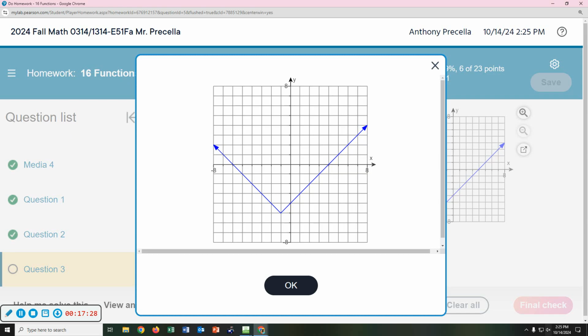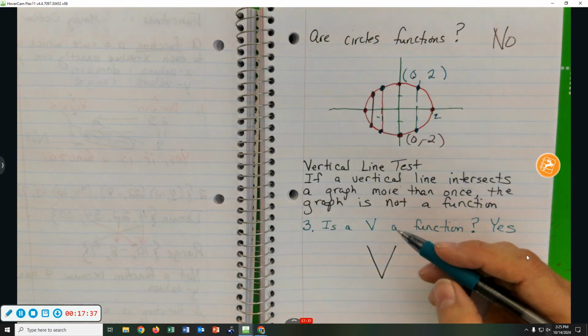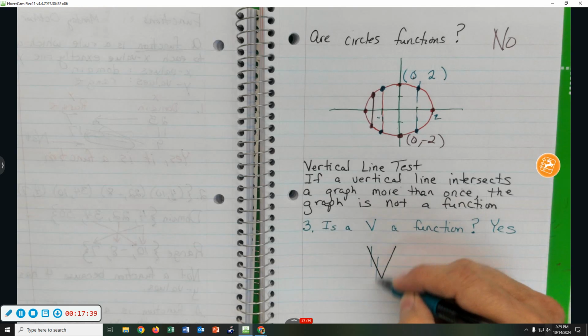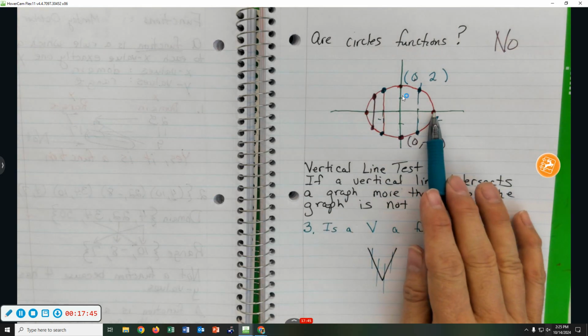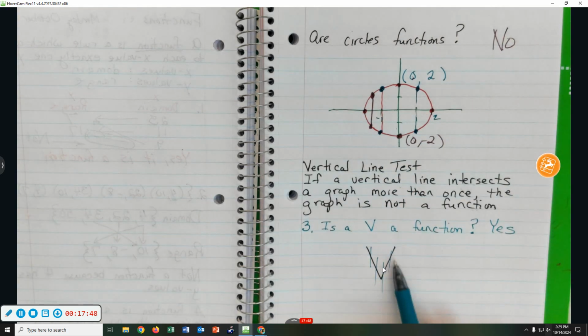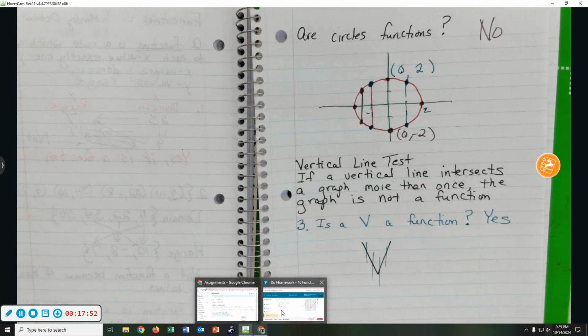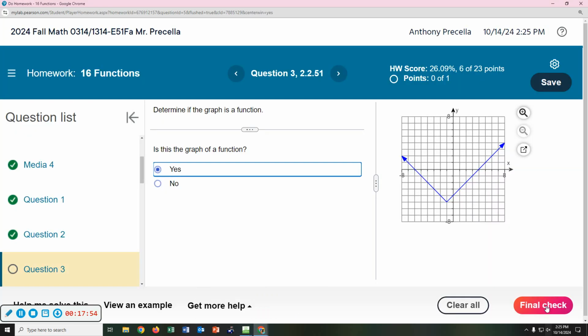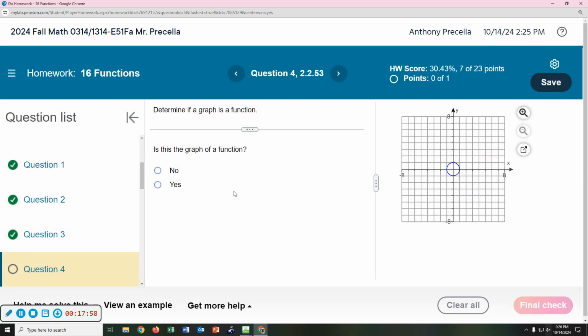These things are absolute value functions. So yes, there's a V. You can draw vertical lines all you want. It's not going to intersect it more than once. So circles are not functions. V-shaped things, absolute value graphs, those are functions. So yes. What about problem number 4?